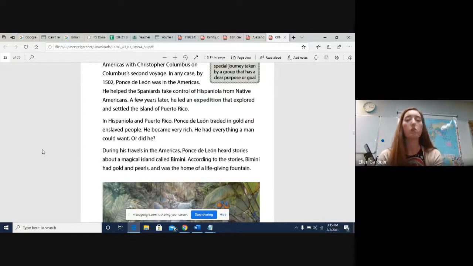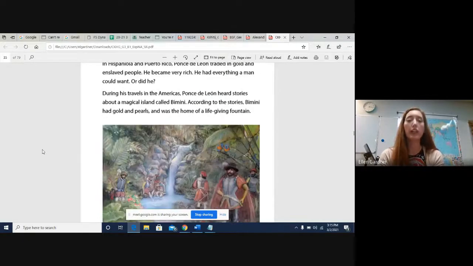In Hispaniola and Puerto Rico, Ponce de Leon traded in gold and enslaved people. He became very rich. He had everything a man could want. Or did he? Sadly, it was very common at that time to trade enslaved people as if they were just property. They were owned by these people. We've seen that across so many cultures all over the world over time.